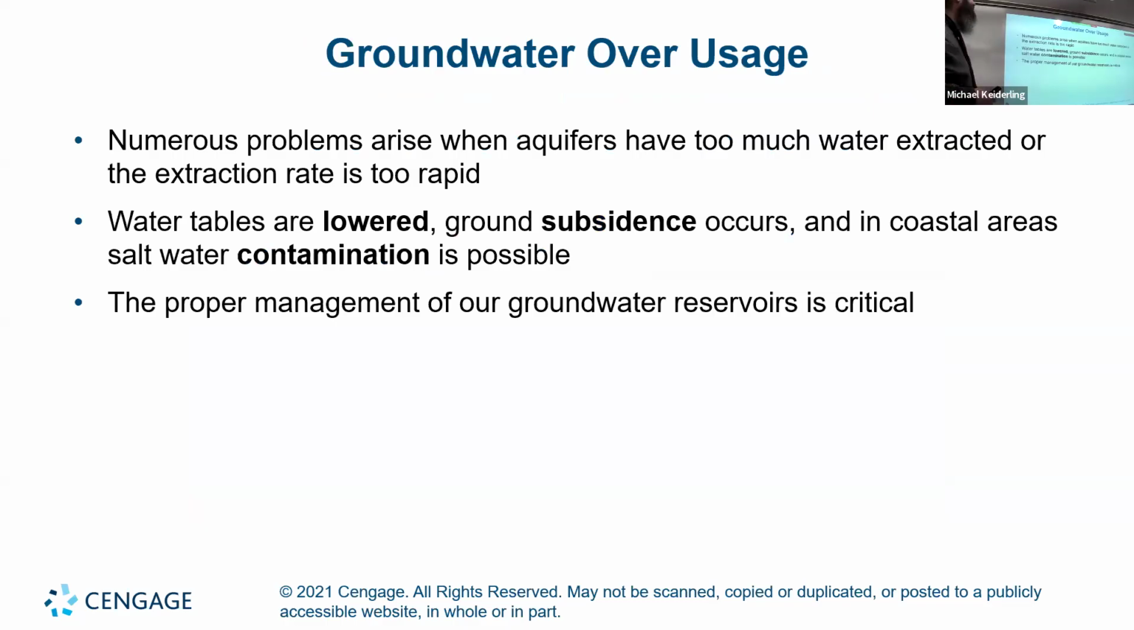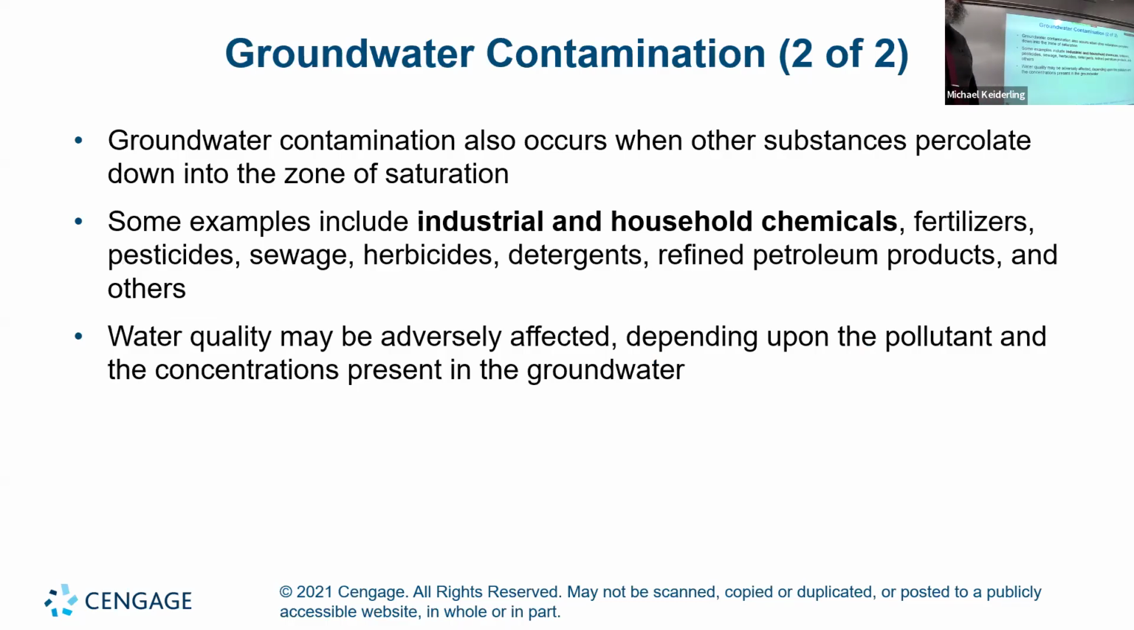Now, numerous problems occur when aquifers have too much water extracted or the extraction rate is too rapid. Things like water tables get lowered, ground subsidence occurs, and in coastal areas, saltwater contamination is possible. So it's very important to manage groundwater reservoirs well, because you don't want to destroy your water supply. You also want to be careful about not polluting your groundwater supply. Contaminating your groundwater supply can also be a problem.